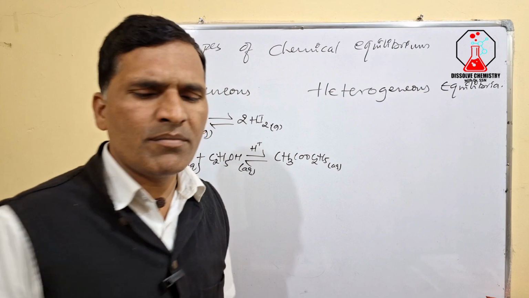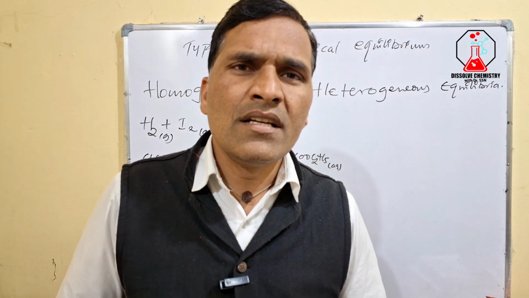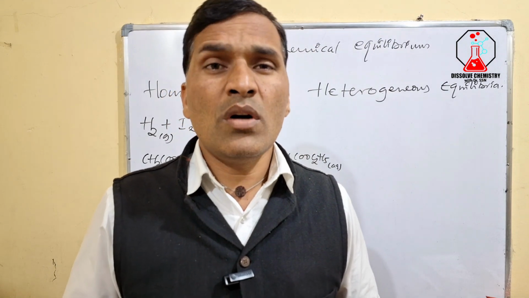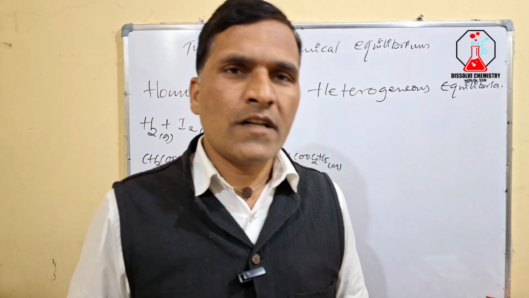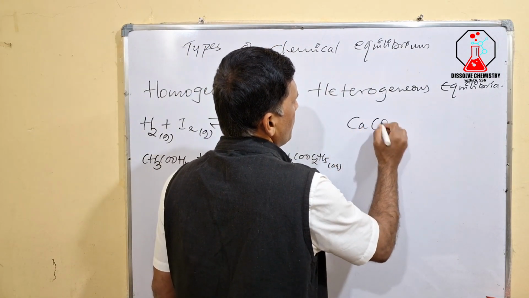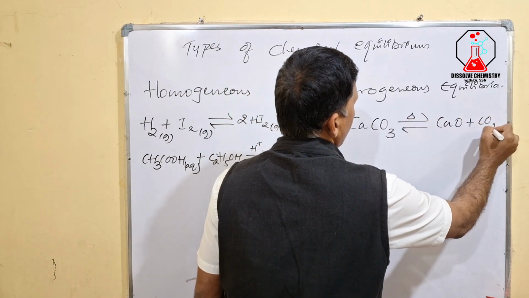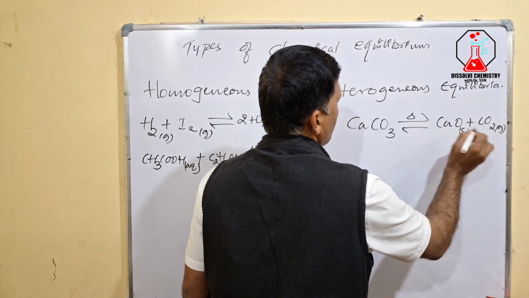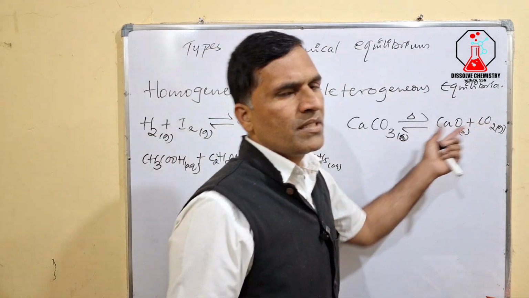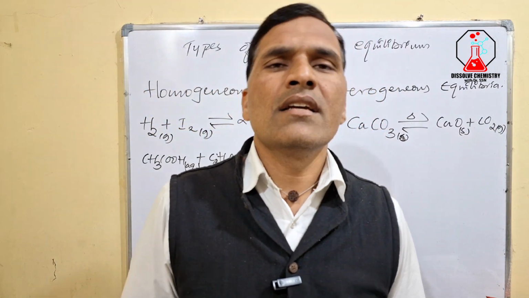Then what are heterogeneous equilibria? If the reactants and products at equilibrium are existing in two or more physical states or phases, then we call it heterogeneous equilibria. Example: when you decompose calcium carbonate in a closed vessel, you get calcium oxide plus carbon dioxide gas. Here calcium carbonate is solid, calcium oxide is solid and carbon dioxide is gas, meaning the reactants and products exist in two phases at equilibrium.